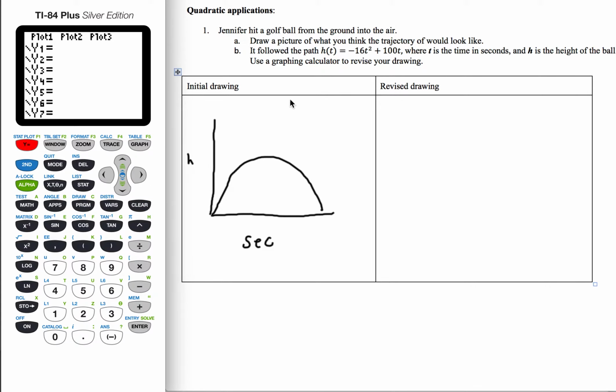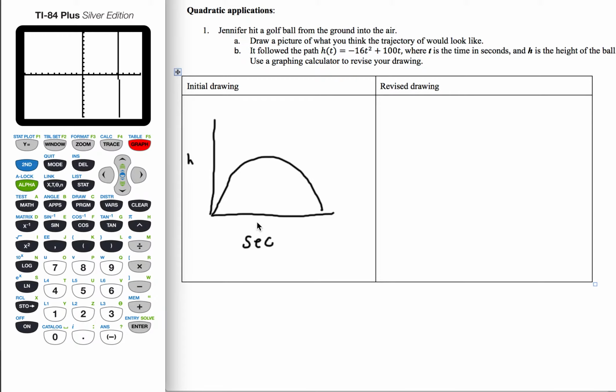We'll go to y equals. This is going to be our y, and this is kind of like f of x, where t is going to be our x. So we're going to put in y1, negative 16x squared plus 100x. And then we're going to hit graph. Well, that's not telling us exactly what we want it to tell us.